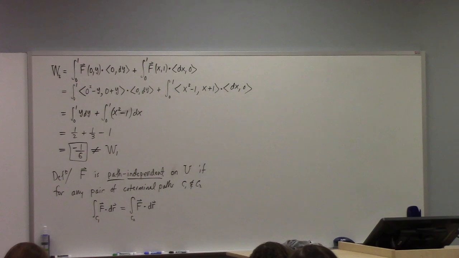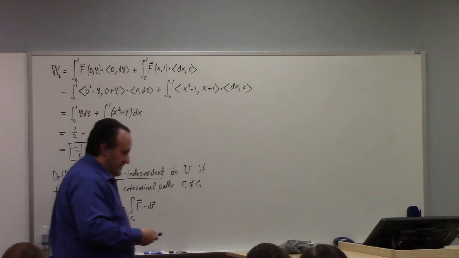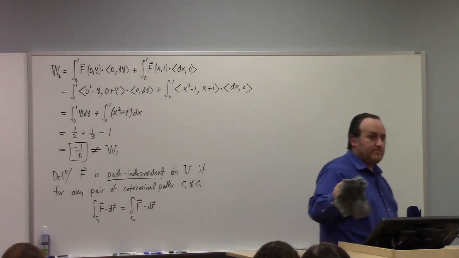My example 3 is an example of a force which is what? It's path dependent. It's not path independent. It mattered whether we took the low path or the high path, I mean, the red path or the blue path. They gave us different work. One was positive work, the other was negative work. These are quite clearly different.